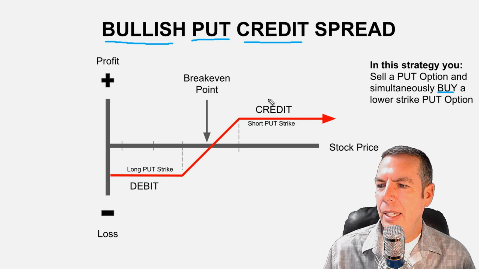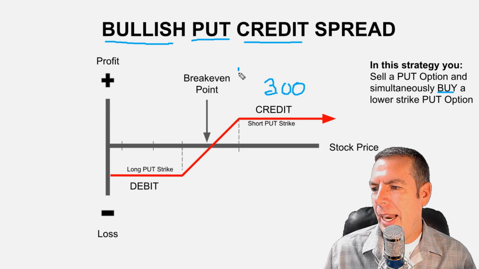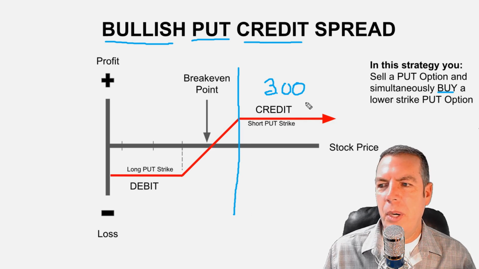So when we're selling this put credit spread, we'd be receiving a credit for this trade. Let's say we sold this spread for $3, and so at expiration, we'd want that stock to be trading above our short strike in order to keep that $3 credit that we received.